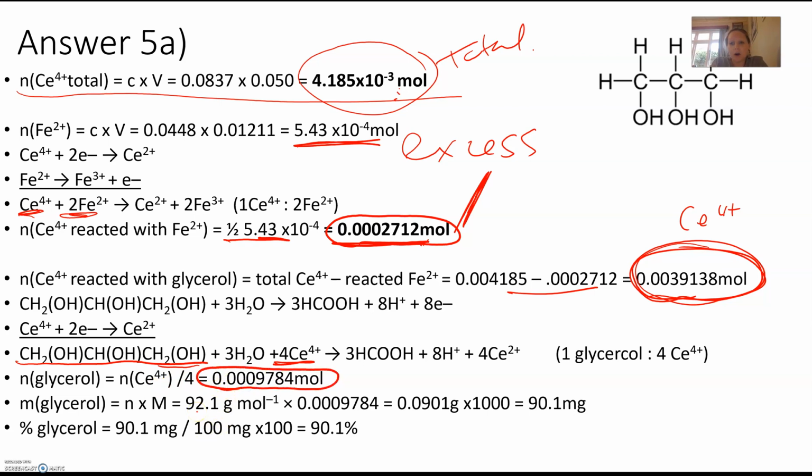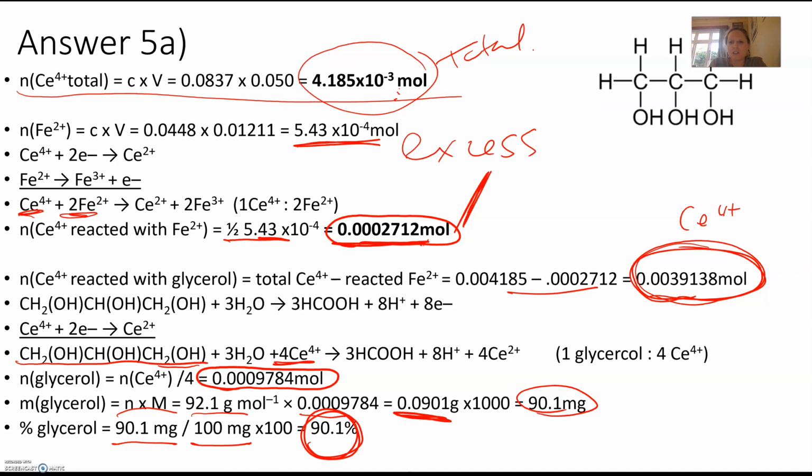Once we've got a number of moles, we can then work out a mass. So we can do n times M, and they gave you the molar mass. We times these two together, and you end up with 0.0901 grams. If you times that by 1,000, that'll give you the answer in milligrams. The reason we've put it in milligrams is that the question said they'd added 100 milligrams. So if we do 90.1 divided by 100, that'll tell us the percent of glycerol in that glycerine mixture. Therefore, the percent of glycerol was 90.1.